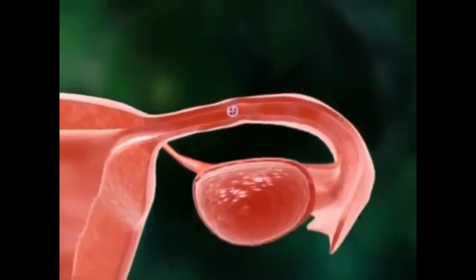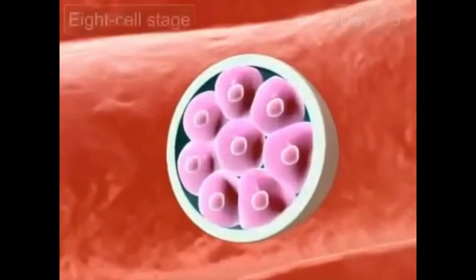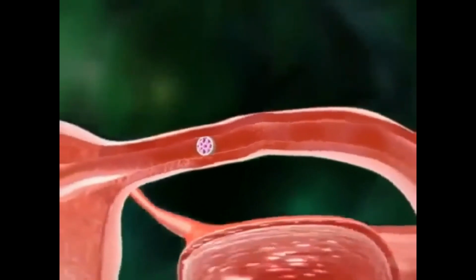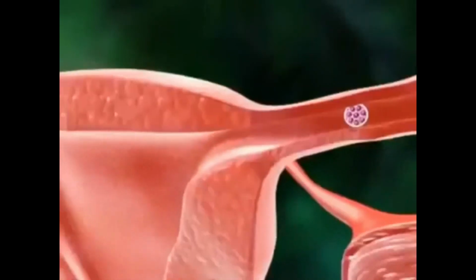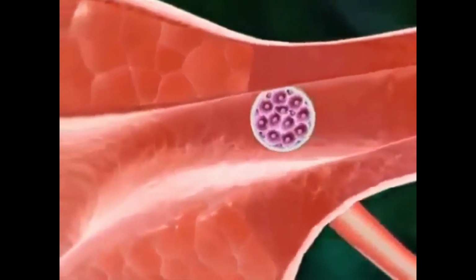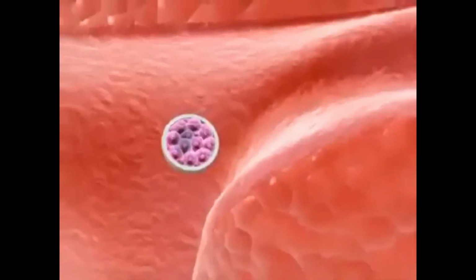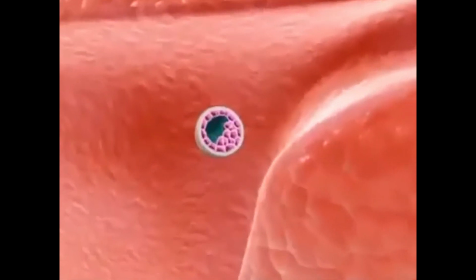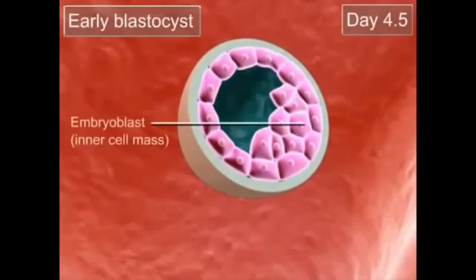The third cleavage takes place about 2.5 days after fertilization. During this early cleavage, the young embryo moves slowly down the fallopian tube towards the uterus. At the end of the third day, the embryo reaches the uterus. It looks like a mulberry, called the morula. A fluid-filled cavity called the blastocoel forms within the morula and it becomes a hollow ball of cells called the blastula.